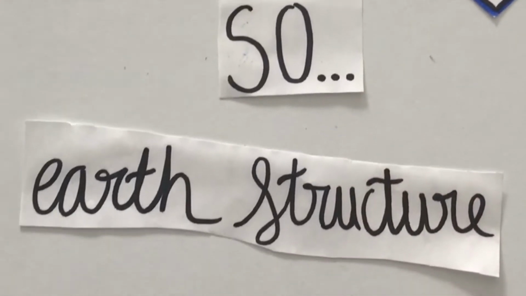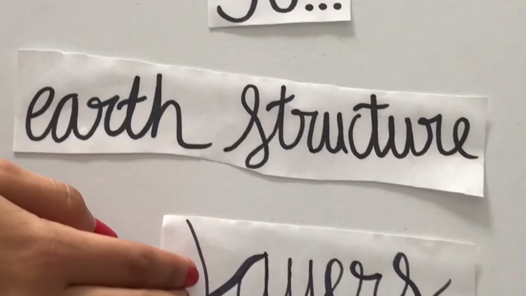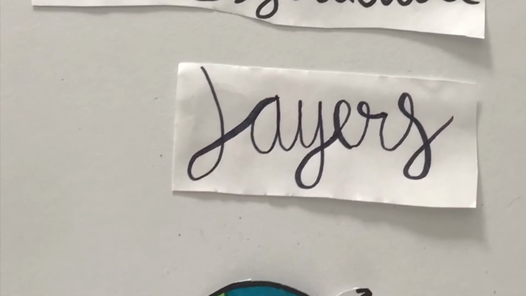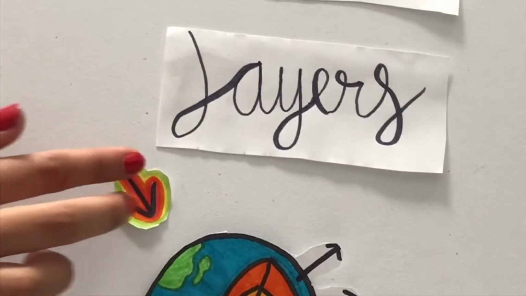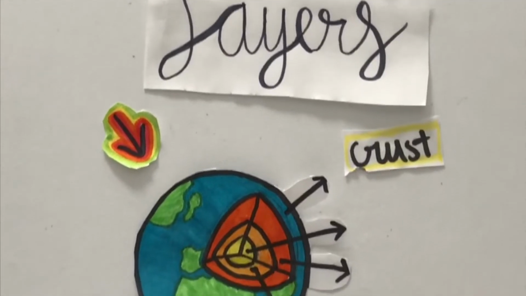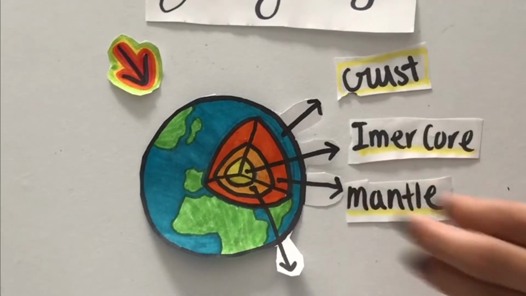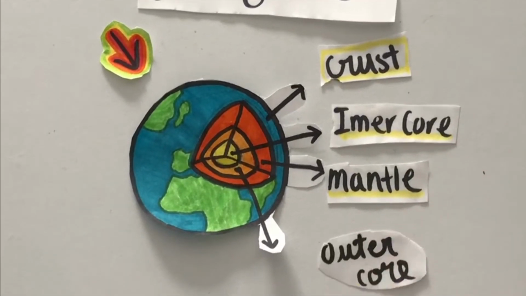So, for a better understanding of the tectonic plates, we need to talk about the Earth's structure. The Earth consists of four concentric layers. The inner core and outer core are the first layers in the center of the Earth. The mantle is the hot, dense, melted rock beneath the crust, and the crust is the thin outer shell of the Earth.